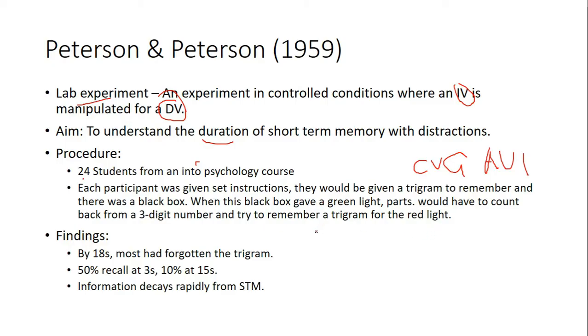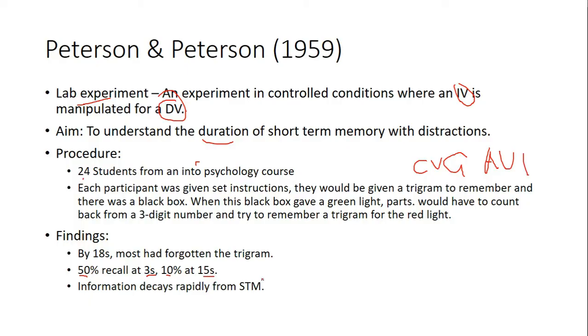There's a lot of threes to remember, but also they did the timing in threes. So actually they gave the participants 3 seconds to count down, then 6 seconds, then 9 seconds, then 12 seconds, then 15 seconds, all with different trigrams, of course, and they tested how many participants got the trigram right. So by 18 seconds, most of the participants had forgotten the trigram. There was a 50% recallability at 3 seconds and a 10% recallability at 15 seconds.